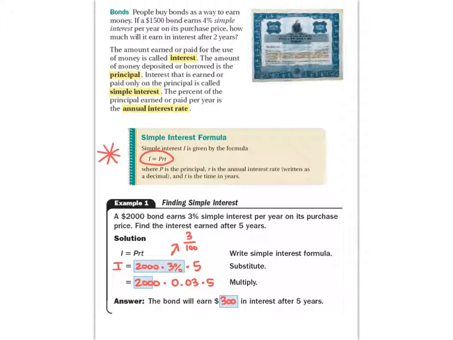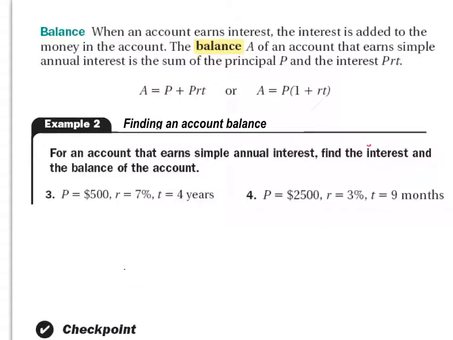So the bond will earn $300 in interest after 5 years, or the other way you could write that is that I equals $300. Don't forget the dollar sign, that's your label here as your answer. All right, now in most problems, we don't want just the interest. We want to know how much interest was made, but then also what your balance is at the end.